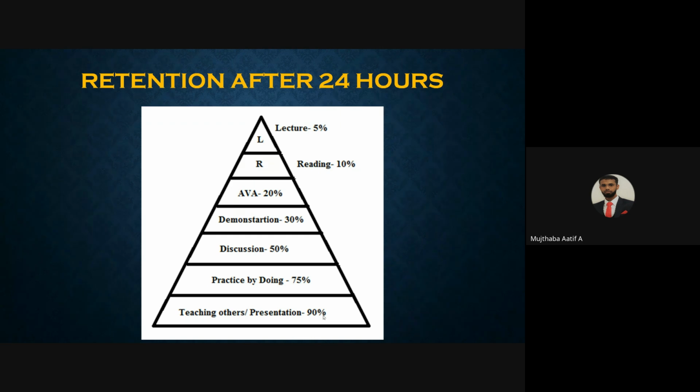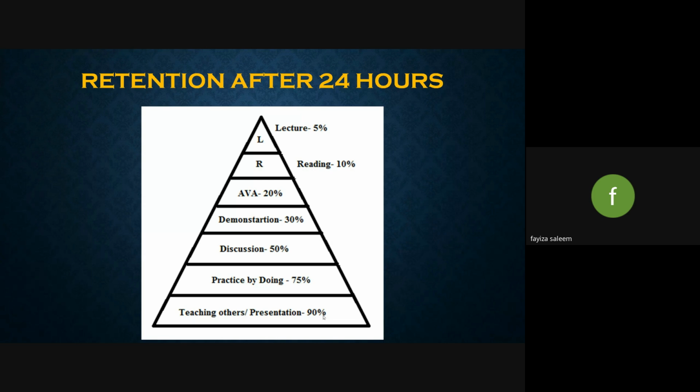So what is retention, by the way, my friends? What do you understand by retention? Remembering? Yeah. Whatever has been taught to you, how much of that you can reproduce or recall after a gap of 24 hours, or after a gap of 1 week, or after a gap of 1 month, or after a gap of 1 year. That is technically known as retention. So this particular study was conducted on retention, and definitely retention after 24 hours.